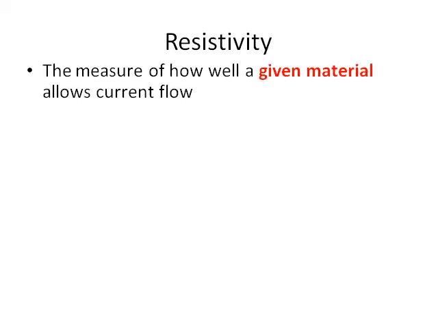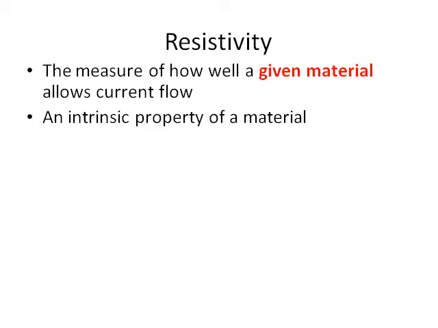Okay, so that's what resistance is. So now we have to talk about this resistivity thing. It's the measure of how well a given material allows current flow. It's an intrinsic property of the material. Just like density, or viscosity, or the specific heat of a given material, it's just a property. If I change my material, my resistivity will change. But that's the only way it's going to change in a problem.